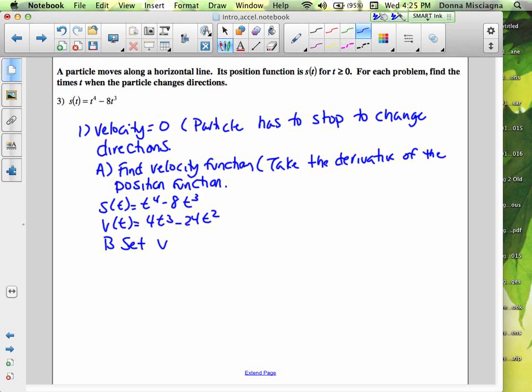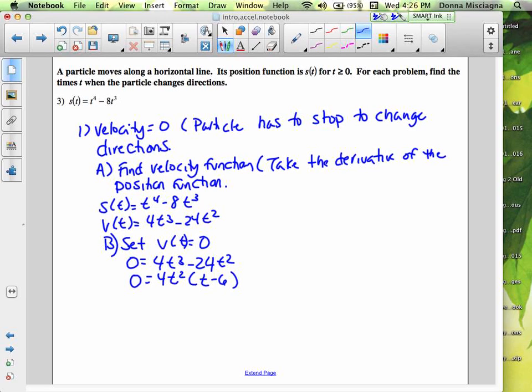So we'll set v of t equal to 0. So we have 0 equals 4t cubed minus 24t squared. Let's factor out a 4t squared, which gives us t minus 6.